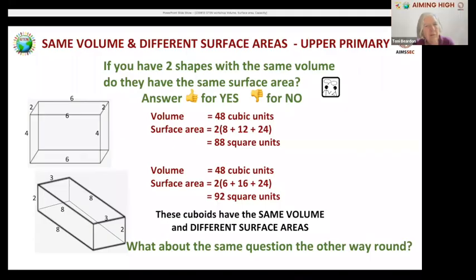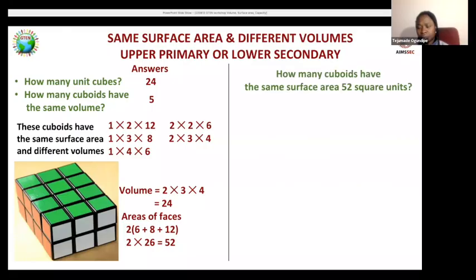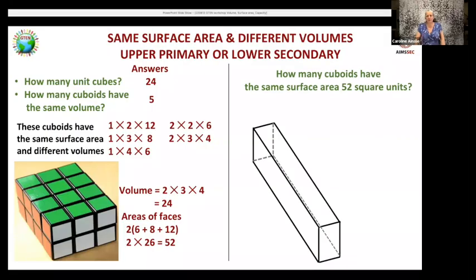Now, let's look at the same question the other way round. So we've got on the left your guide for what we've just done, so you've got that as a visual reference. Again, put your learner head on here. And now we have another question. Tony, how many cuboids have the same 52 square unit surface area?